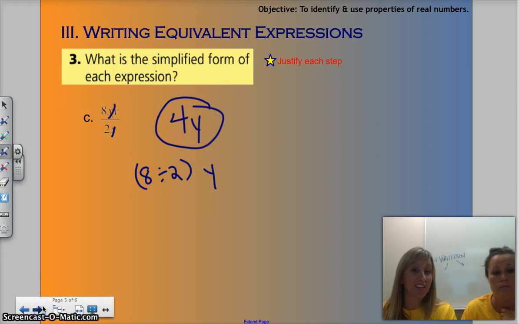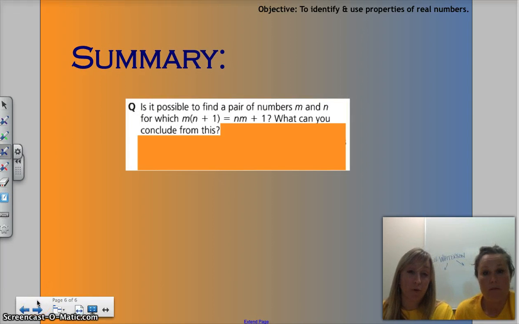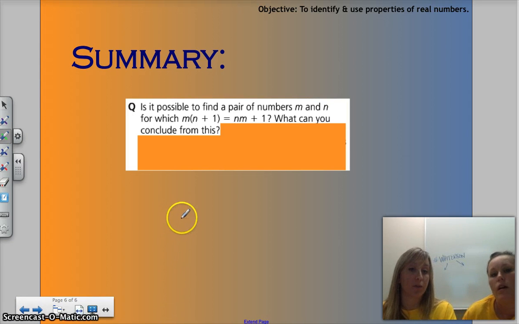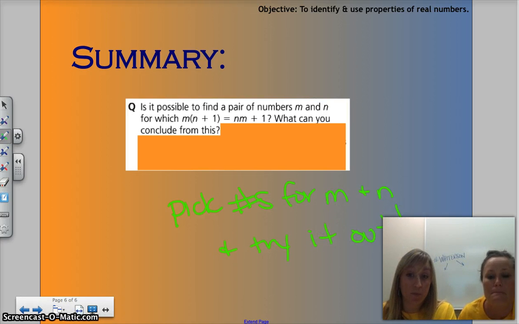Okay. Good. Next, you guys are going to fill out the summary on your own. This one is a little more complex, but we have faith in you, okay? Is it possible to find a pair of numbers, m and n, for which m times the quantity n plus 1 equals nm plus 1? What can you conclude from this? Let me give you a hint on how you're going to figure this out. Pick numbers for m and n. They have to be different. And try it out. So stick away from 0, but definitely plug in numbers and see what works. All right, see you on the flip side.